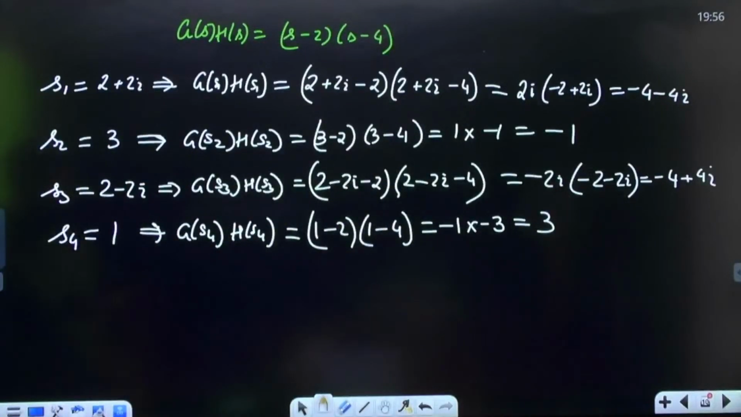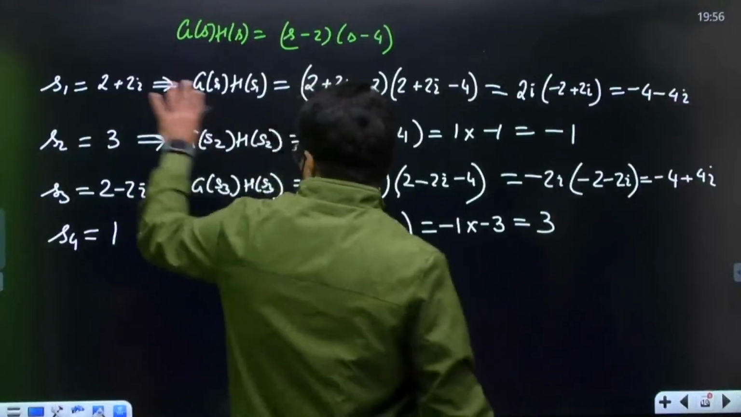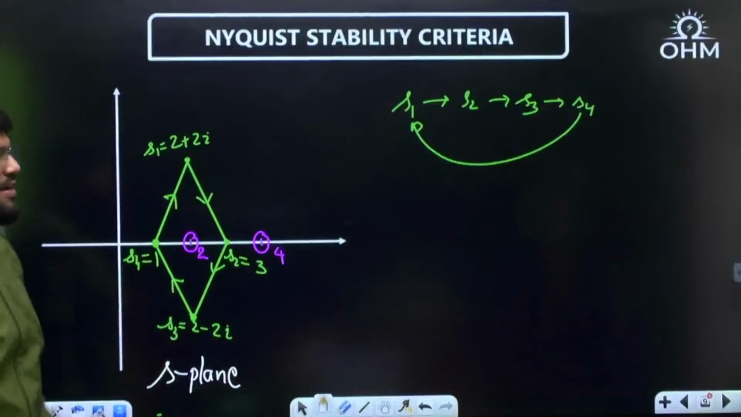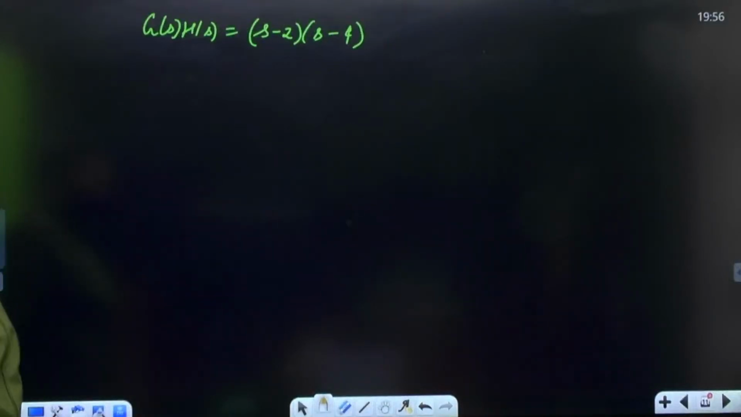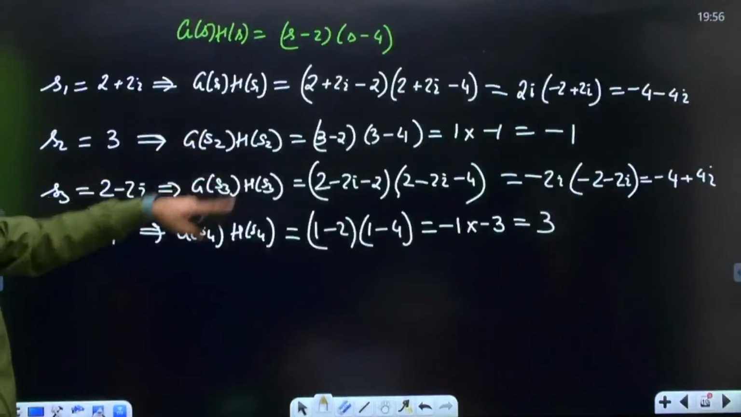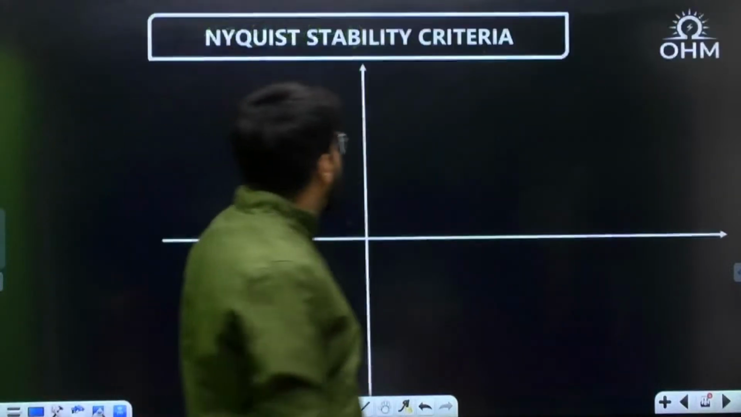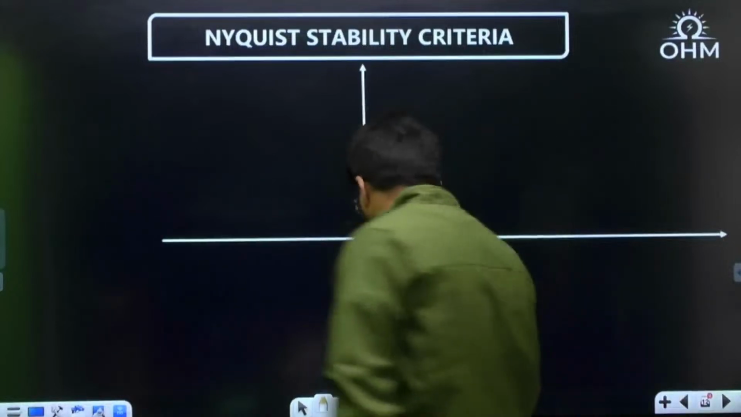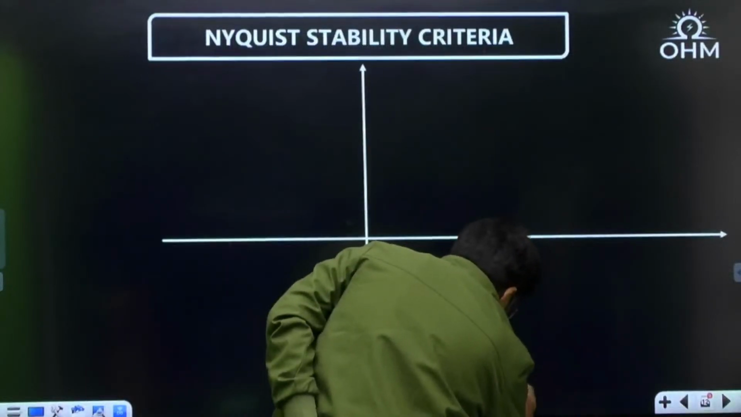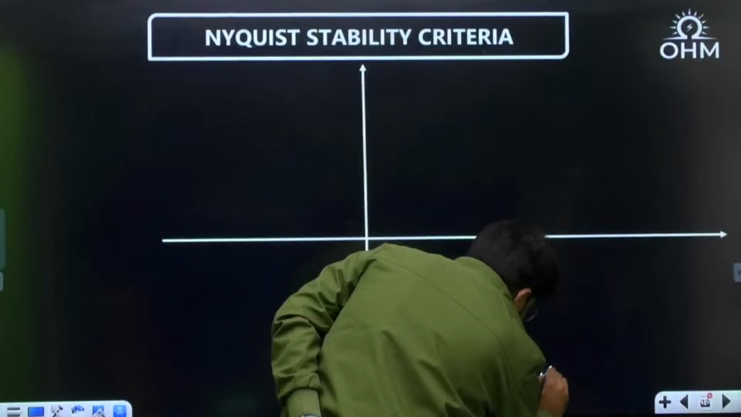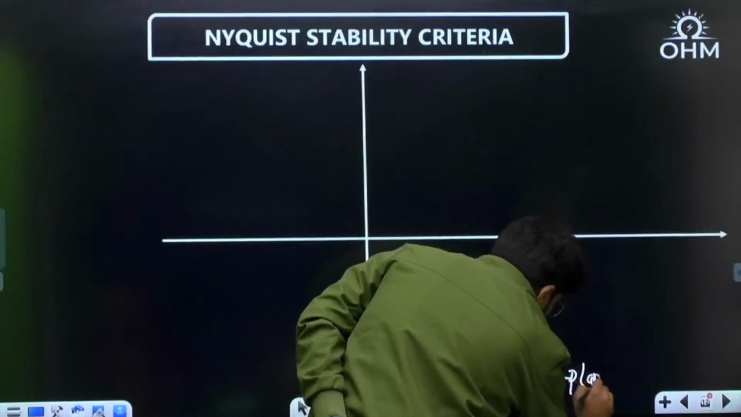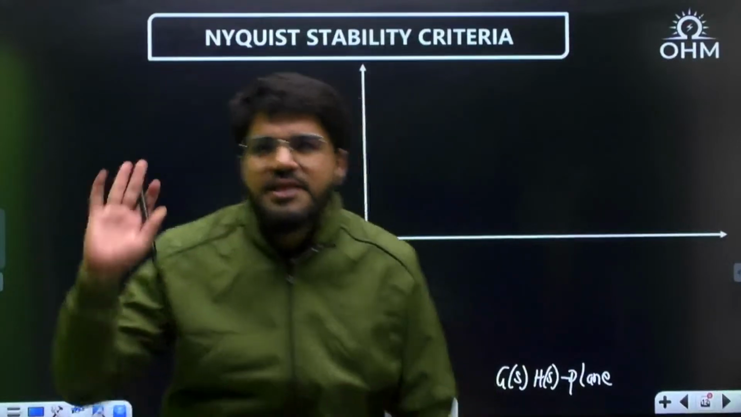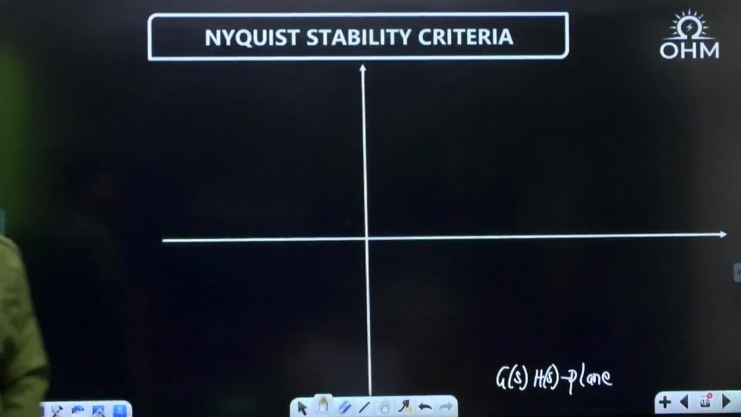Correct? These are the 4 values of S in the S plane. Corresponding to these values of S, the values of G(S)H(S) are calculated. Now I'm going to plot these 4 values. Where do we plot the G(S)H(S) value, dear? We plot it in the G(S)H(S) plane. The first thing I told you: to plot complex functions, you need 2 planes, one is the S plane, one is the G(S)H(S) plane.